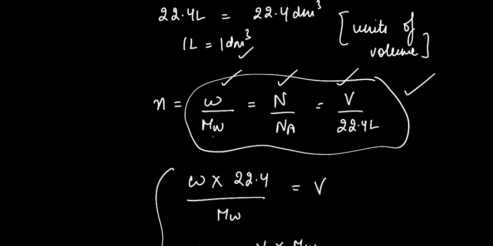If you see one pattern in these formulas, they are all divided by some constant value. Gram atomic mass is never going to change for a particular element. And gram molecular mass or formula mass is never going to change for any molecule or compound. Similarly, Avogadro constant is a constant value. 22.4 liter is also constant. I'm not discussing how this 22.4 came about. We can discuss that in other lectures, but not here.